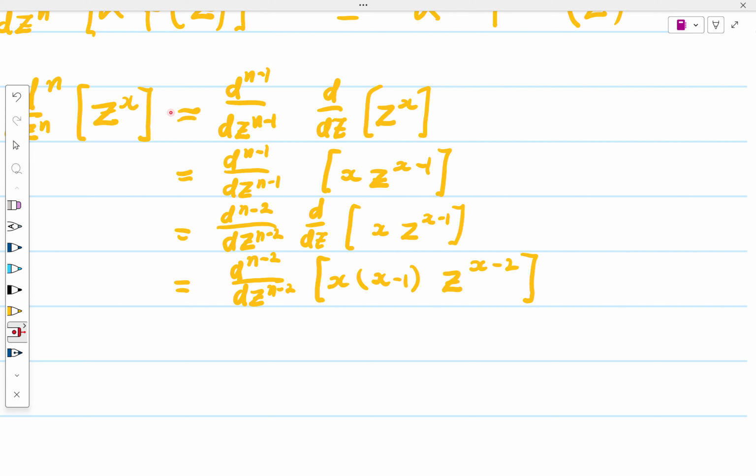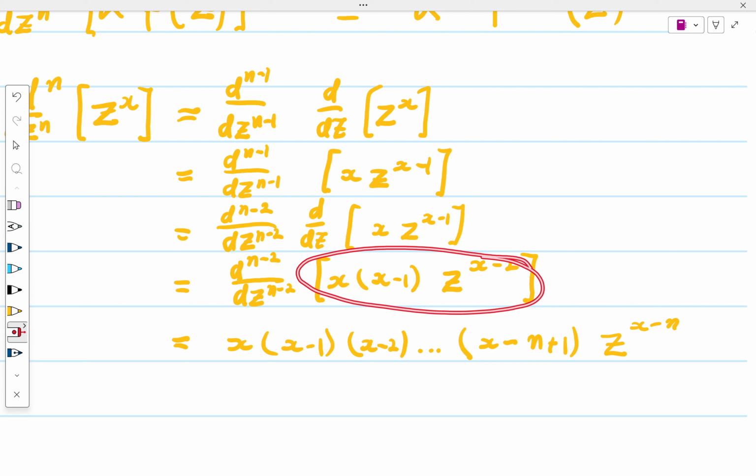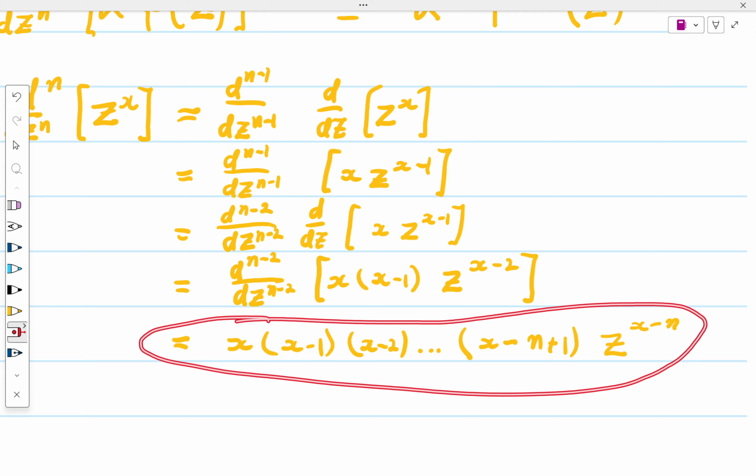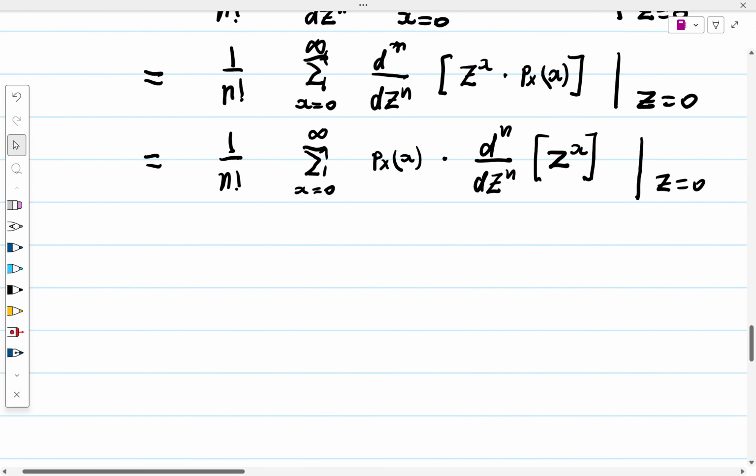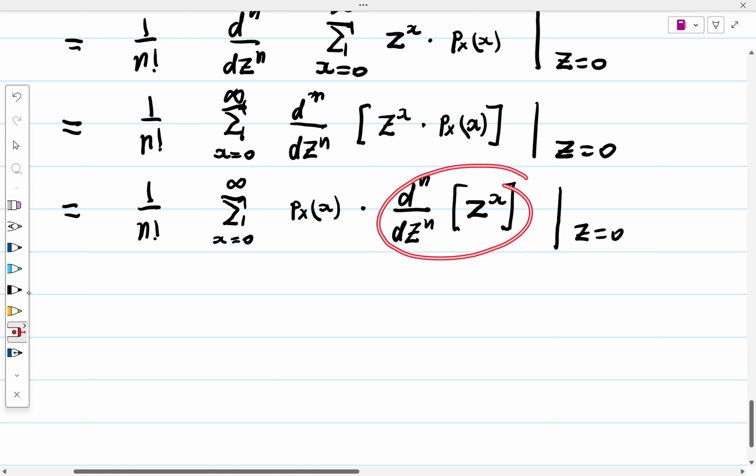So, after n derivatives, if we were to do it all in one, this would leave us with x times x minus 1, x minus 2, all the way to x minus n plus 1, and our power would be z to the x minus n. This is just continuing on from the recognized pattern that we saw above. Now we can substitute this expression in to the expression that we had above.